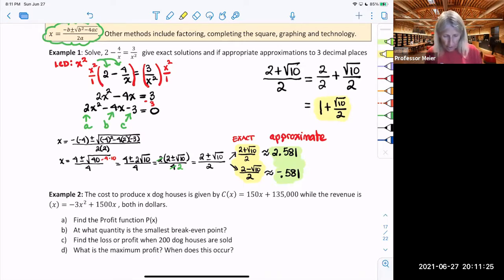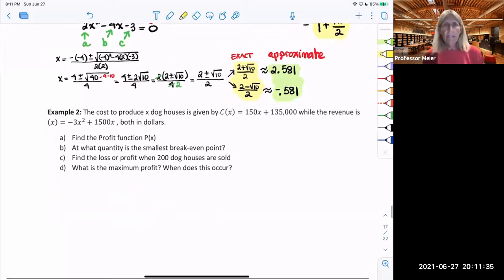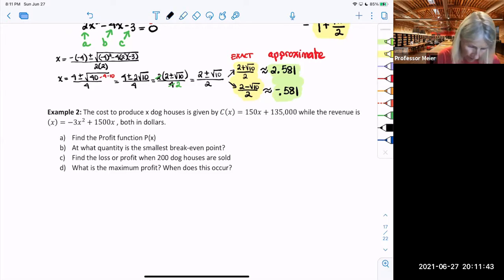Okay, so there's a good practice with the quadratic formula and also getting rid of fractions in equations again. All right, let's look at example 2. Example 2 being an application. Great practice. So we have the cost to produce X dog houses is given at this cost function, and the revenue function is also given. So they give us a cost function and a revenue function. Make a little mental note here that X represents the number of dog houses, and the C of X and the R of X are dollars. Okay, so it says find the profit function. So let's start with that.